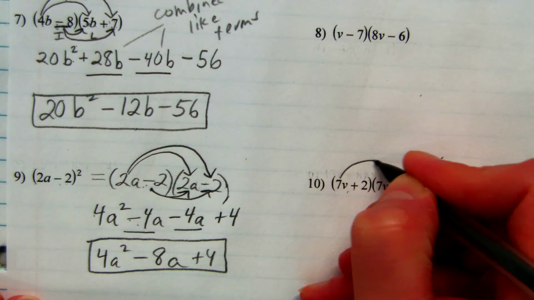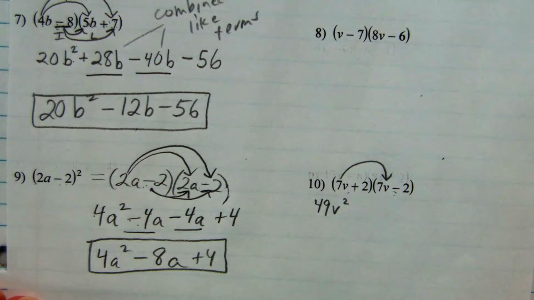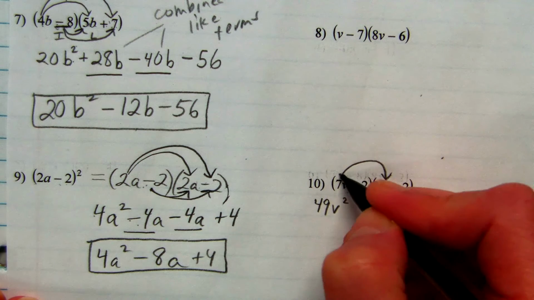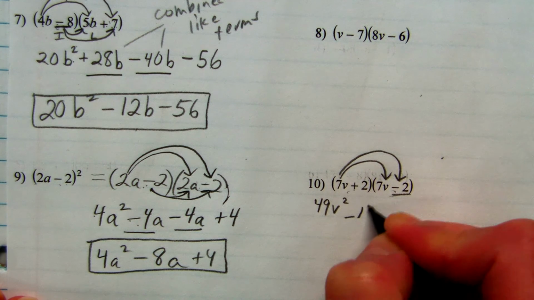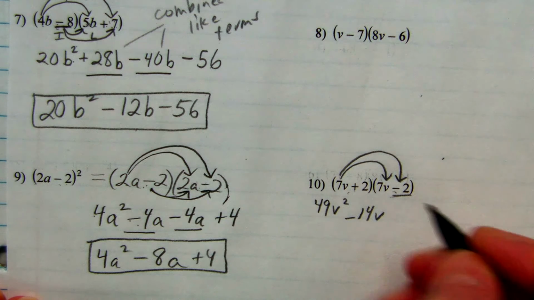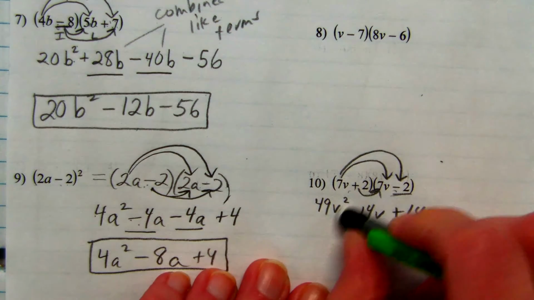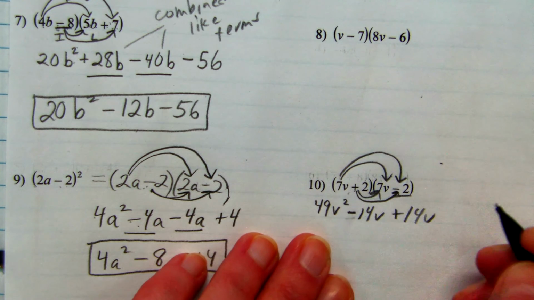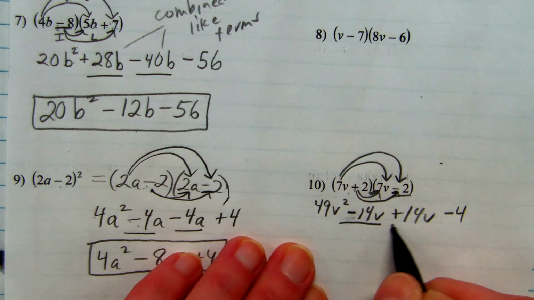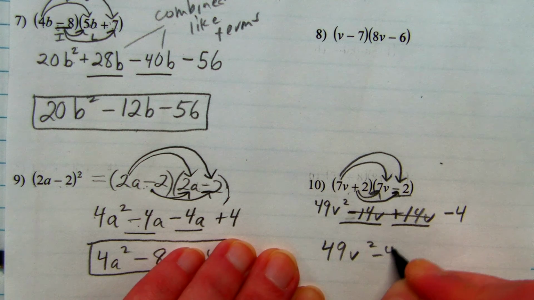So if I take 7v times 7v, I get 49v squared. If I take 7v times negative 2, so remember this is like negative 2, I get minus 14v. Then I take positive 2 times 7v, I'm going to get plus 14v. Then my positive 2 times my negative 2 would give me negative 4. So when I go to combine these like terms, what's going to happen? They're going to cancel. This whole thing's going to be gone. And I'm just going to have 49v squared minus 4.